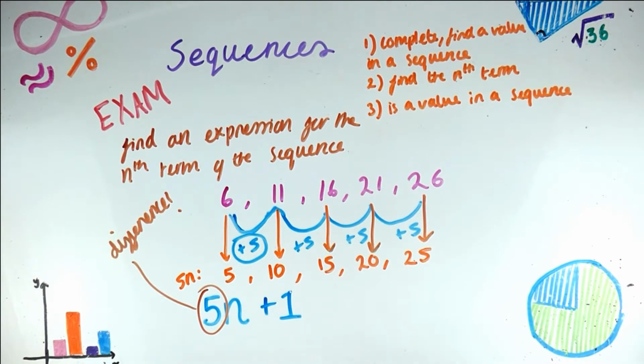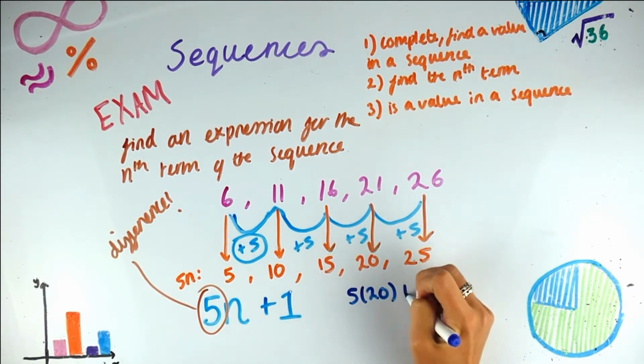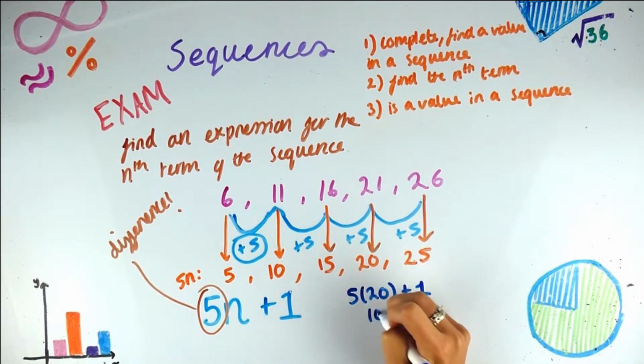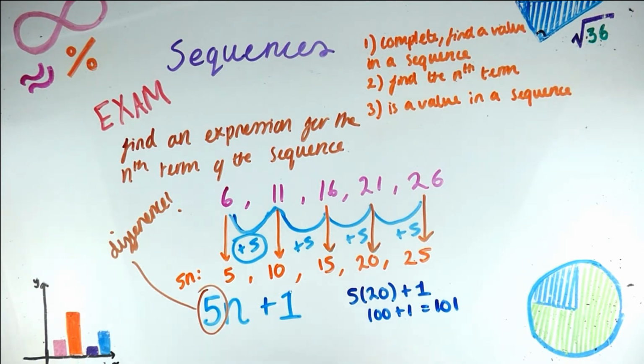If I wanted the 20th term of this sequence, without having to write them all down, I could substitute 20 in here. 5 times 20 plus 1, which is 100 plus 1. So I know it's 101, and that is so much quicker, and that is why we do this.